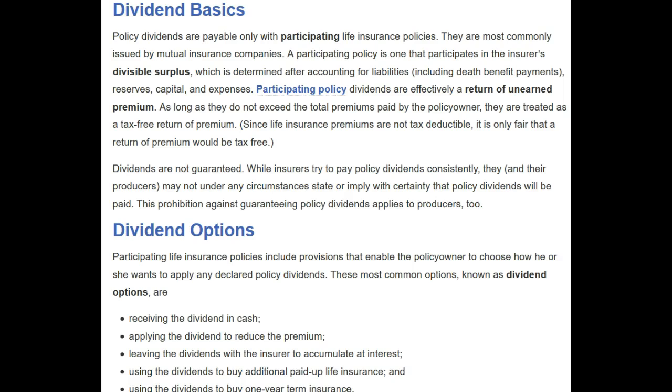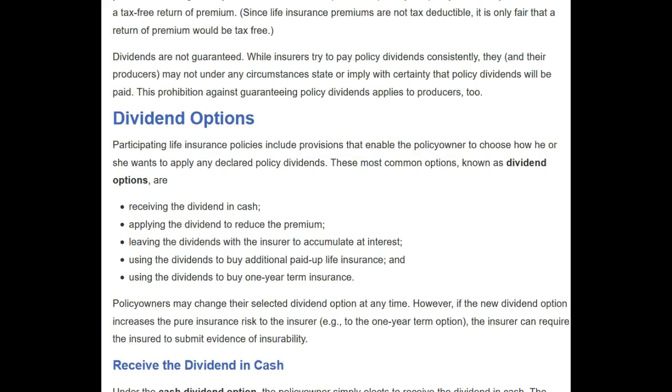Dividends are not guaranteed. While insurers try to pay policy dividends consistently, they and their producers may not under any circumstances state or imply with certainty that policy dividends will be paid. This prohibition against guaranteeing policy dividends applies to producers too.